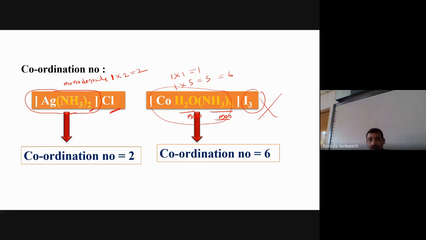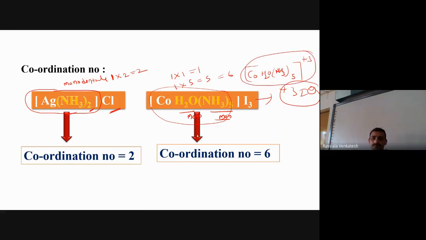Why are you not considering this one? If you do dissociation, what happens here? Cobalt, H2O, NH3 taken 5 times, plus we get 3 moles of I minus. This will be dissociated and will be completely outside the complex compound. So this remains as the complex. Now this is about the coordination number and coordination polyhedra.